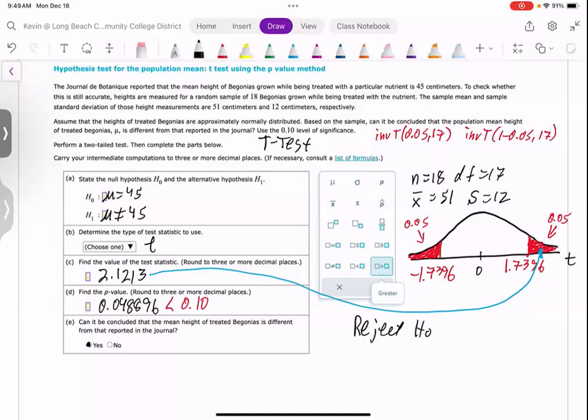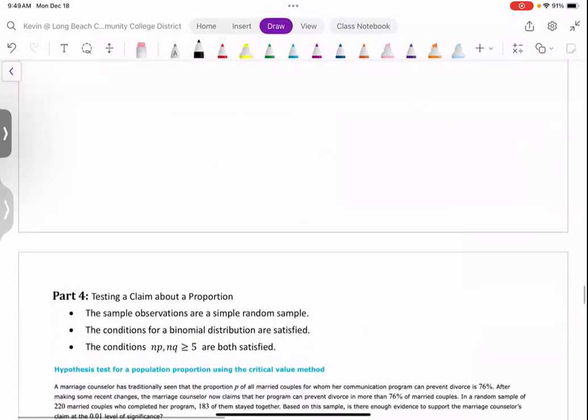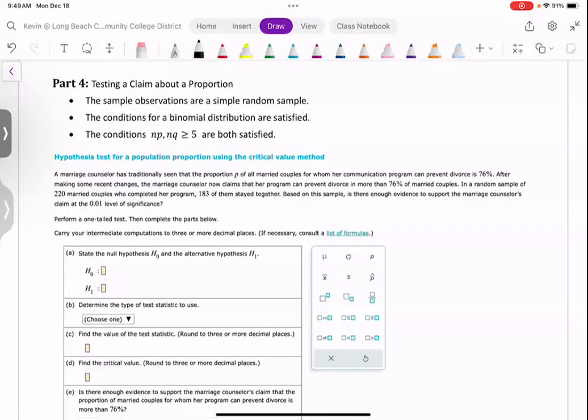And now we're going to move on to testing a claim about a proportion. So far we've done testing a claim about a mean, knowing the population standard deviation, and then not knowing the population standard deviation. And now we're going to test a claim about a proportion. And in the following video, we'll test a claim about a standard deviation or variance. So here we are, testing a claim about a proportion.